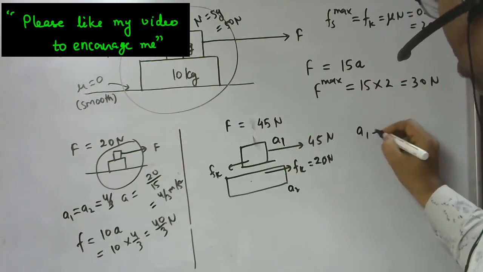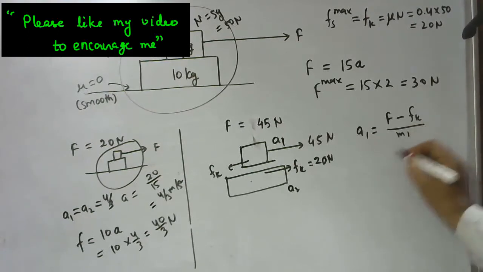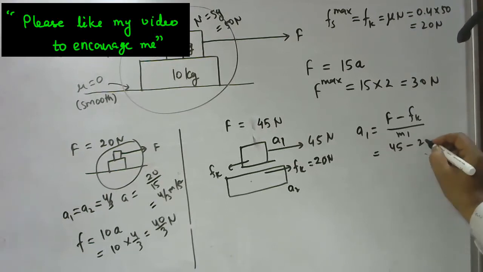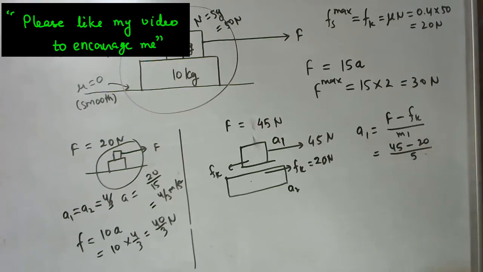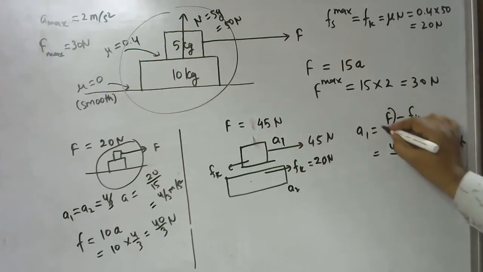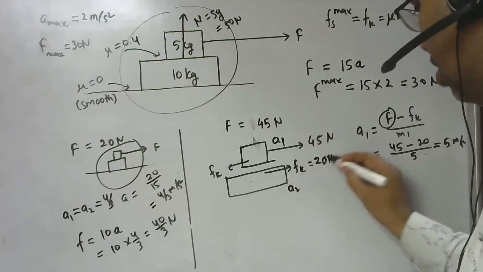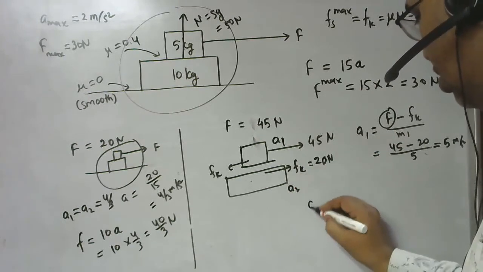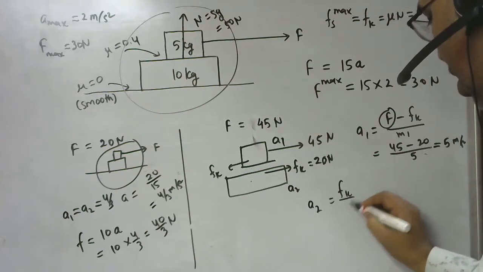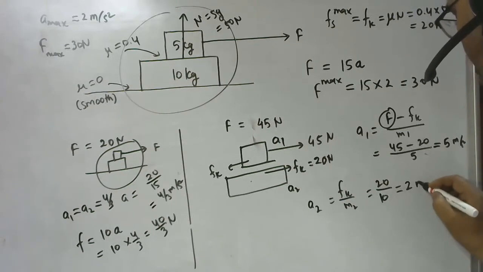For a1, for the upper block, it is F minus Fk upon its mass m1, I mean 45 minus 20 upon 5 kg. So its acceleration will be equal to 25 upon 5, which is 5 meter per second square. So increasing F definitely increases its acceleration, while the lower block will have a constant force of 20 Newton in the forward direction. So its acceleration will be equal to Fk upon its mass, I mean 20 upon 10 kg, which is equal to 2 meter per second square.